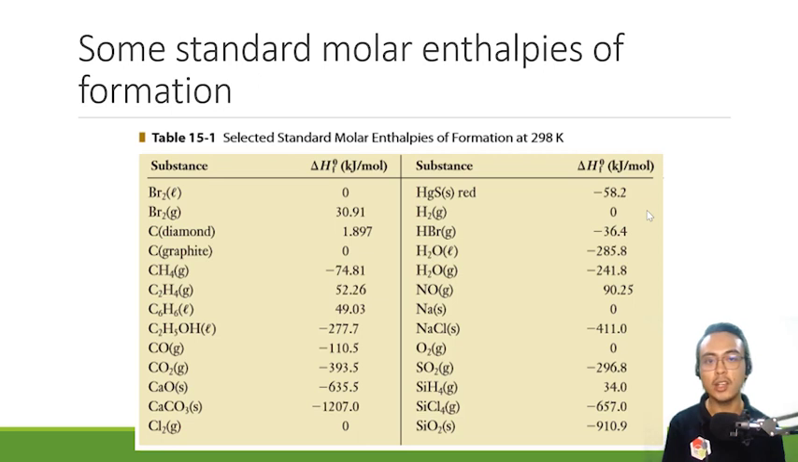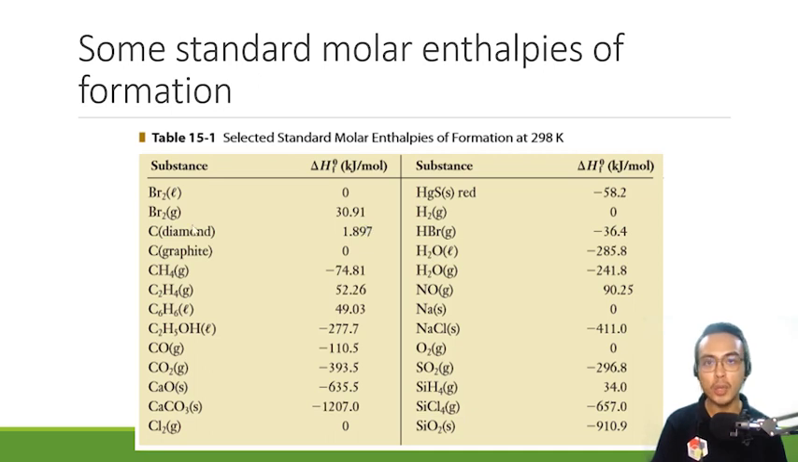Okay? Now, take a look at the 2 entries for bromine. The first entry for bromine is liquid. The second entry for bromine is gas. They are both diatomic, so they differ only in their phase. One is liquid and one is gas. But take a look at their enthalpy of formation values. The enthalpy of formation for liquid bromine is 0, while the enthalpy of formation for gaseous bromine is 30.91 kilojoules per mole. What does that mean?